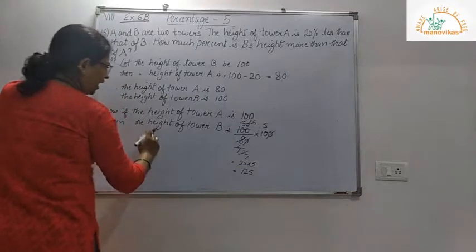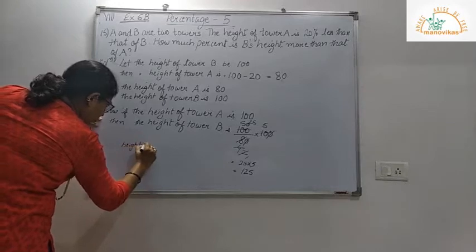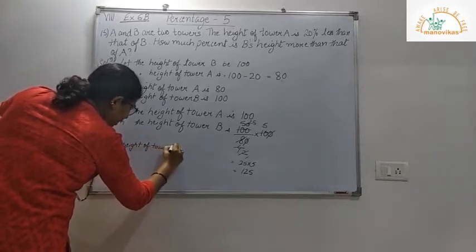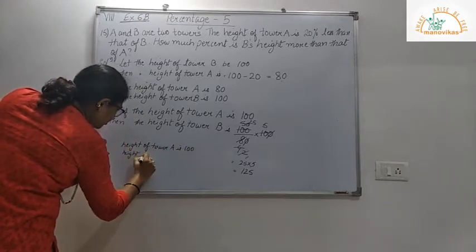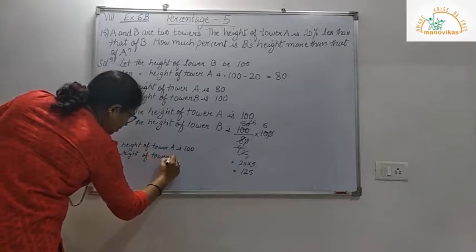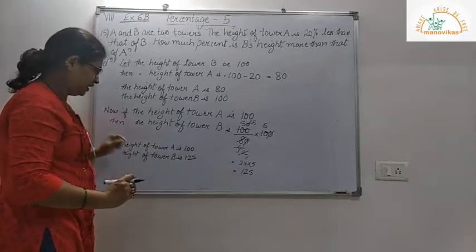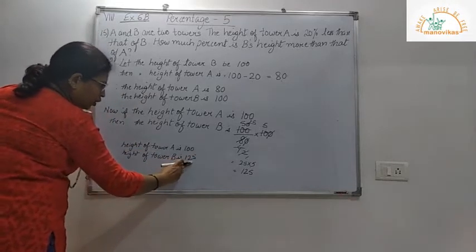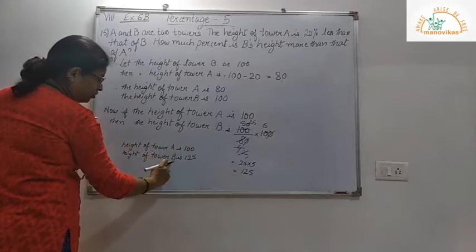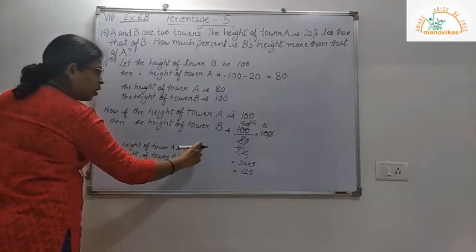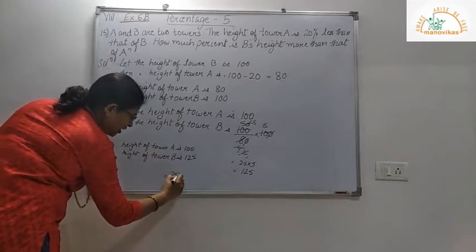So now if the height of tower A is 100 and height of tower B is 125. From this we can say that tower B is 25% more than that. The height of the tower B is 25% more than the height of tower A. So our final answer here is 25%.